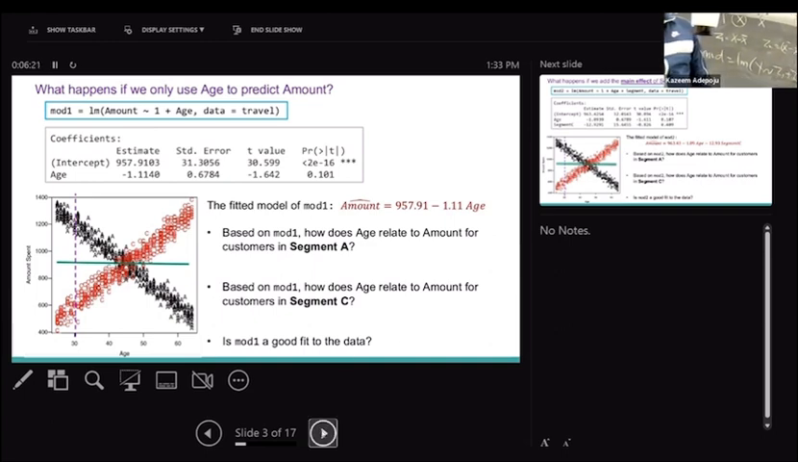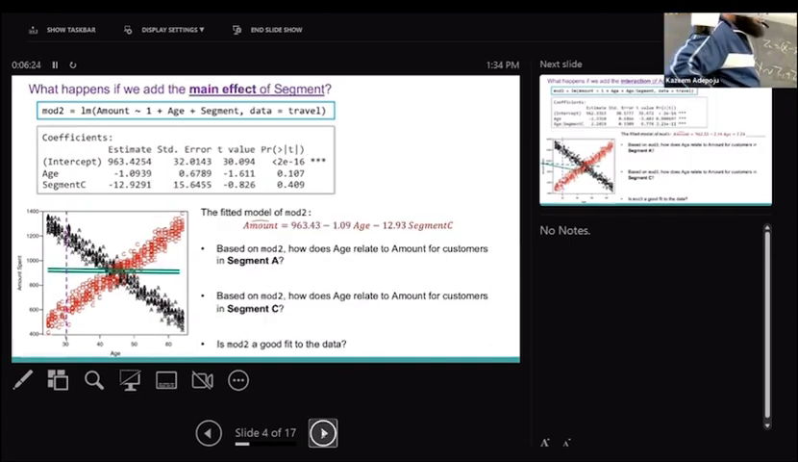But when we now decide to introduce the effect of the segment, age is a continuous predictor, and segment is a categorical predictor. Now, if you take a look at what we have now, when we run that, we got a new model. This new model will give us two lines. I want you to see those two green lines.